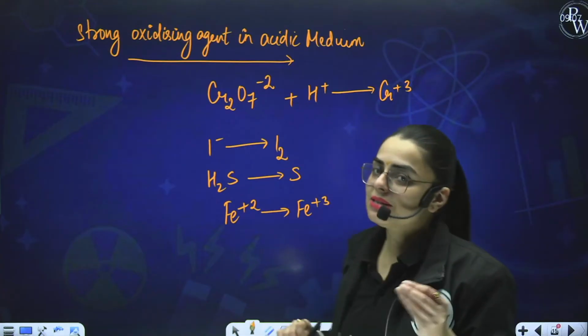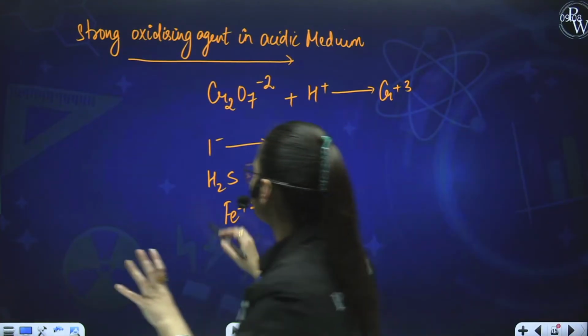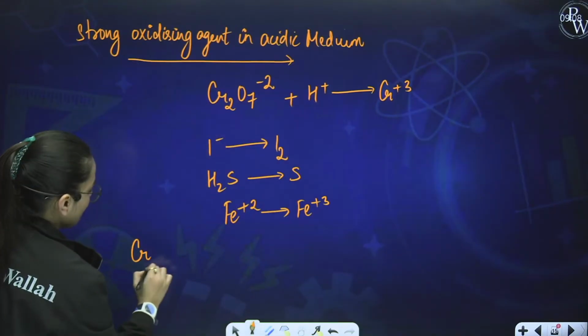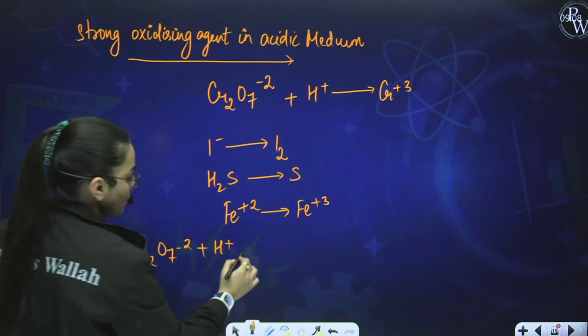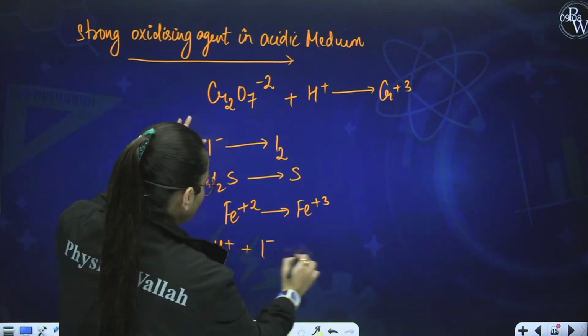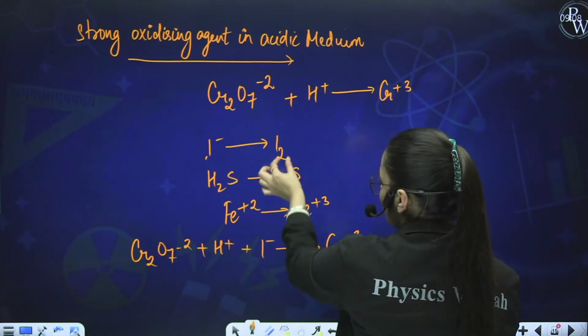Now, these are certain examples that you shall be observing. For example, if Cr2O7 minus 2 is present in acidic medium, that means H positive is being provided, and it is reacting with I negative, what will it form? First of all, it will form Cr plus 3. Also, what will it form? I2.